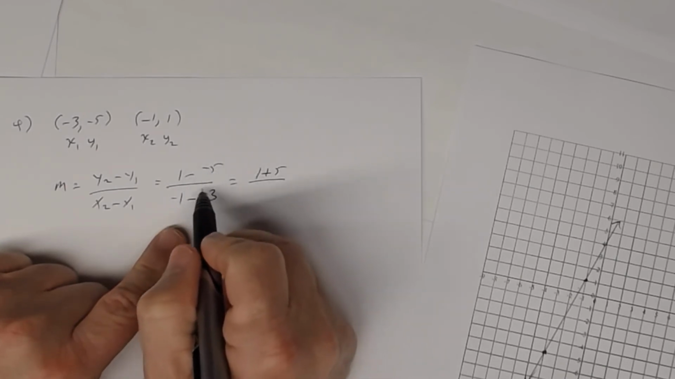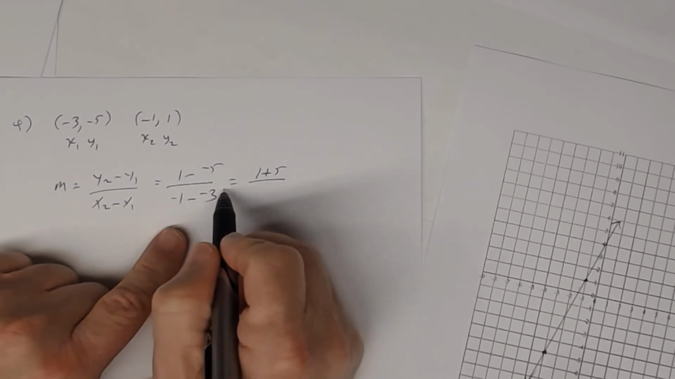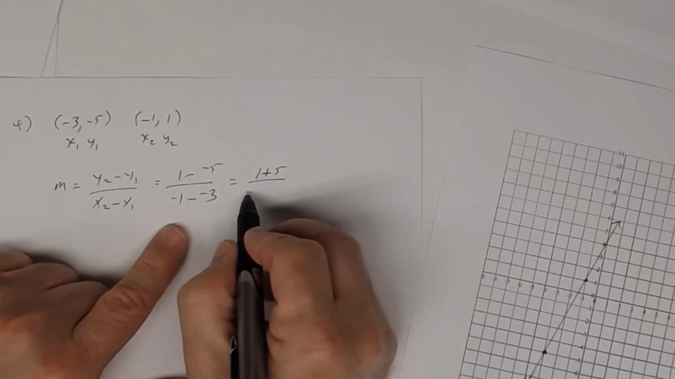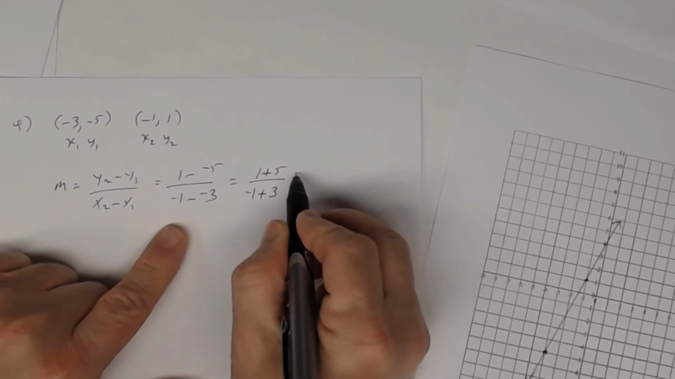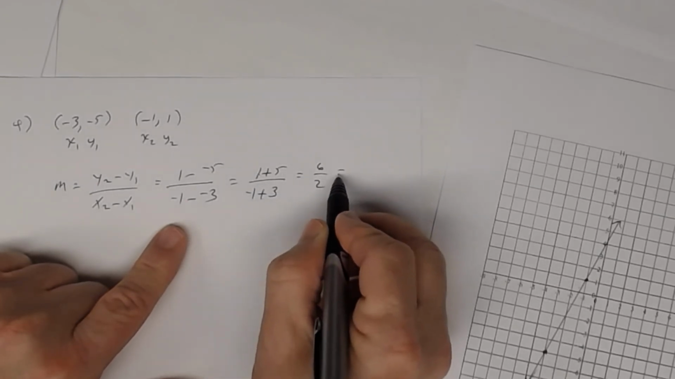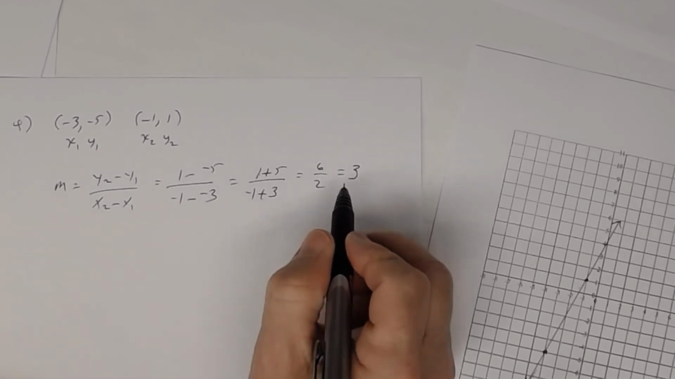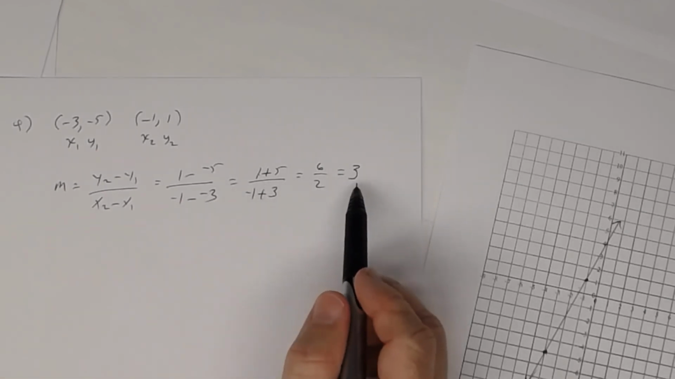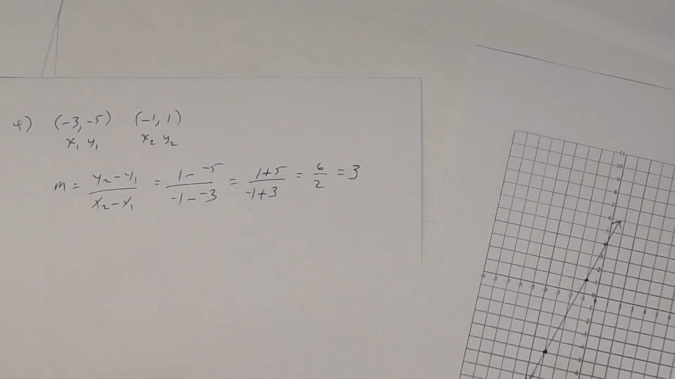Negative 1 subtract negative 3 means negative 1 plus the opposite of negative 3. So that's negative 1 plus a positive 3. 1 plus 5 is 6. Negative 1 plus 3 is 2, so 6 over 2, which reduces to 3. All right, so that's a nice slope. It's an integer, so it'll be easy to deal with.